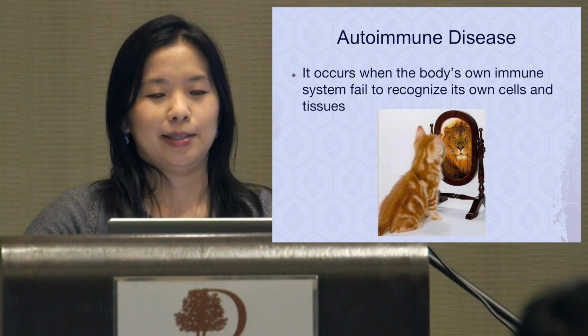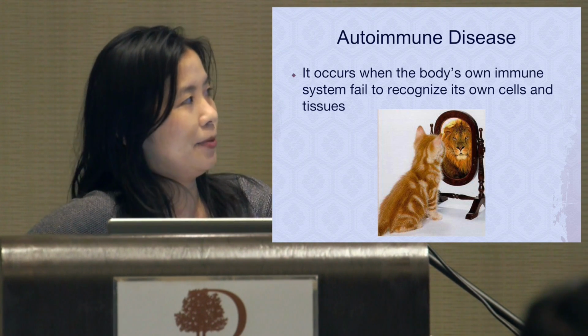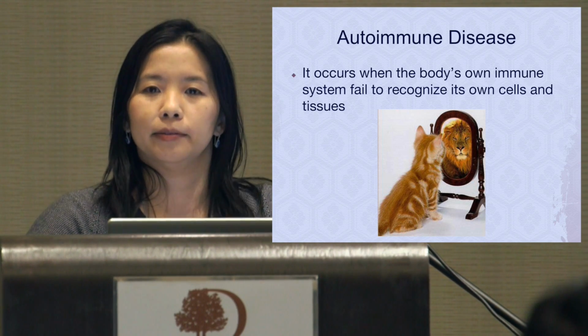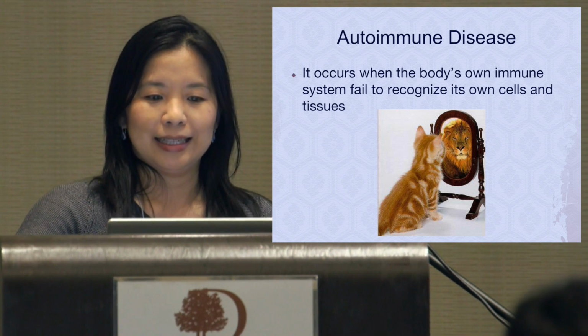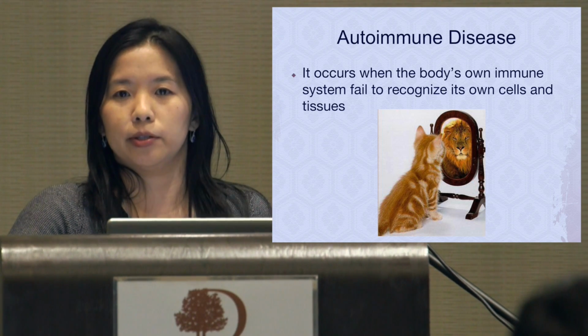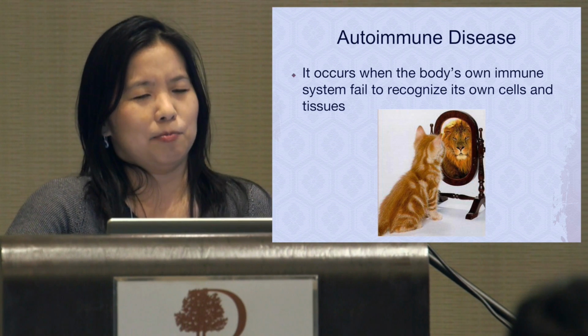Now let's go to autoimmune disease. So what is autoimmune disease? I love this picture because the cat is seeing something different, right? It occurs when the body's own immune system, when your own cells cannot tell itself from the others. Just like, I see it, it's me, but it's not me.